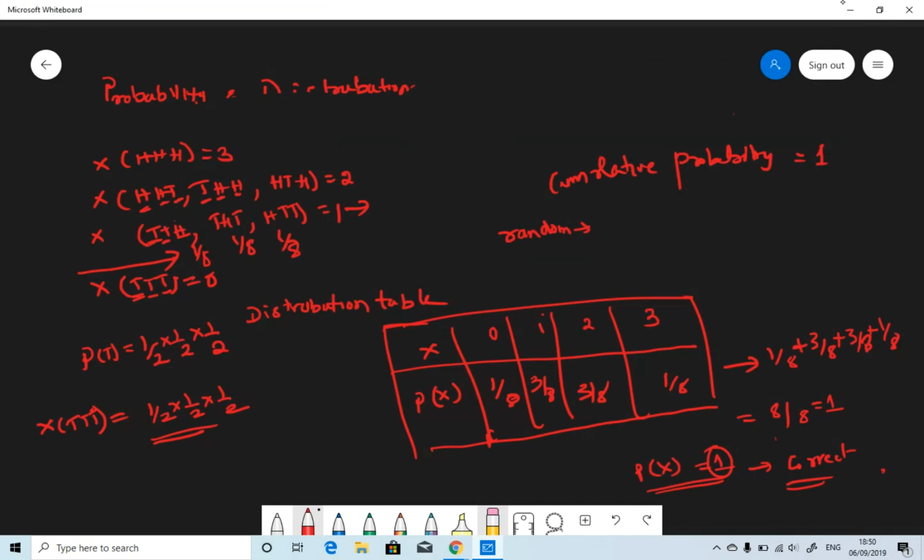Hope this is what a random variable is. What is the random variable definition? A random variable is a real valued function whose domain is the sample space of a random experiment. Hope the random variable is clear with the example.